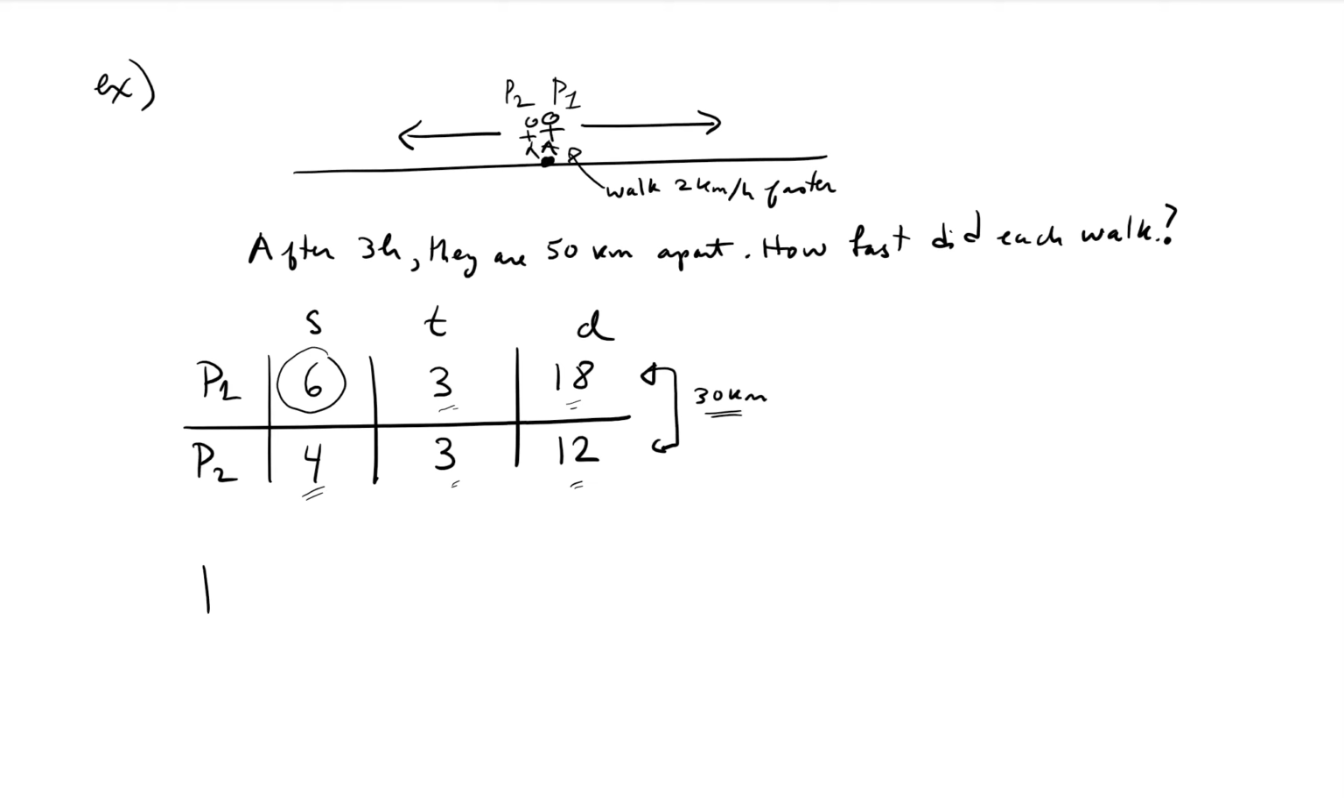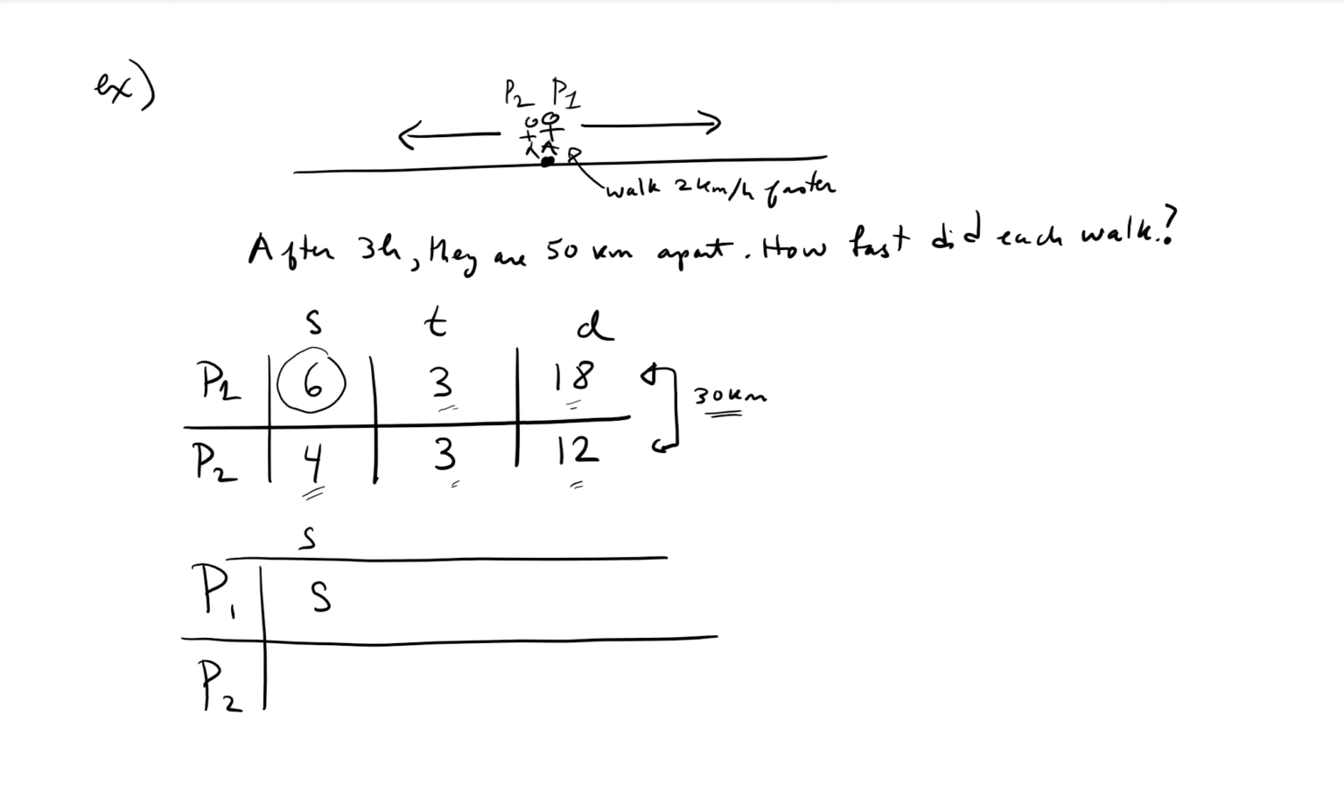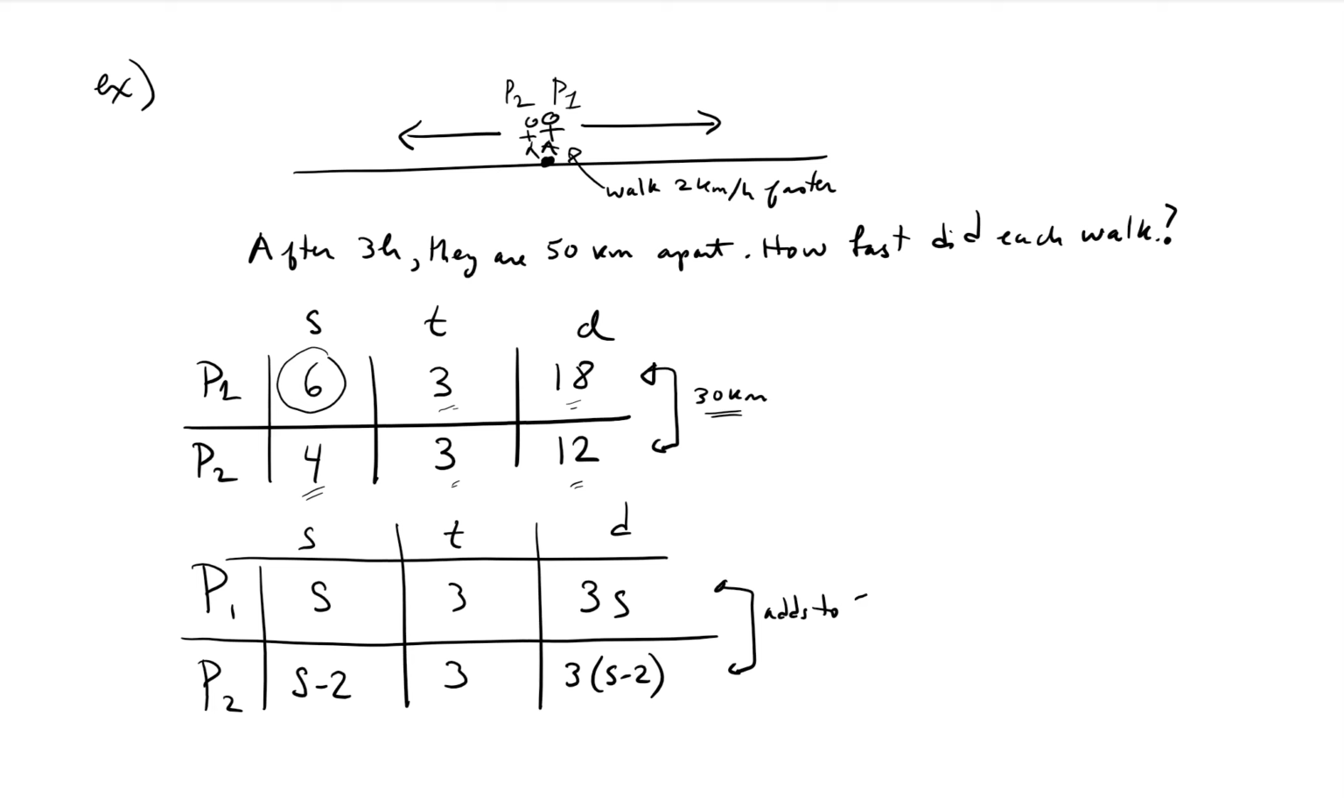So let's do that. So P1, P2. Suppose that person 1 walks at a speed s that I don't know. That person 2 will walk at a speed s minus 2, time is 3 hours, and distance is just a product. So 3s and 3(s minus 2). Don't forget your brackets. And I know that this needs to add up to 50.